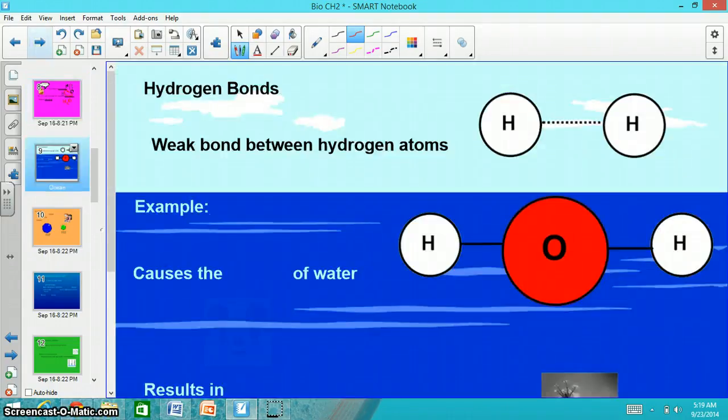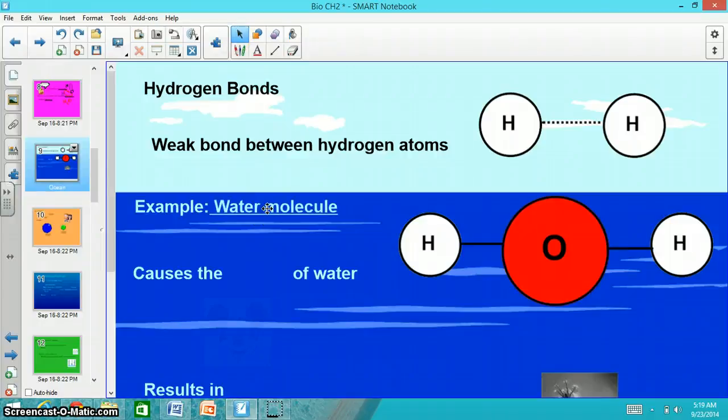Hydrogen bonds are a special kind of bond that forms only between hydrogen atoms. And you see this in water. And that's actually what causes the polarity of water.